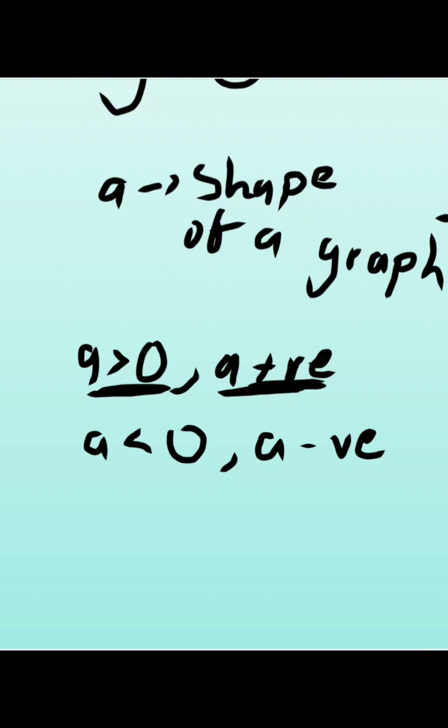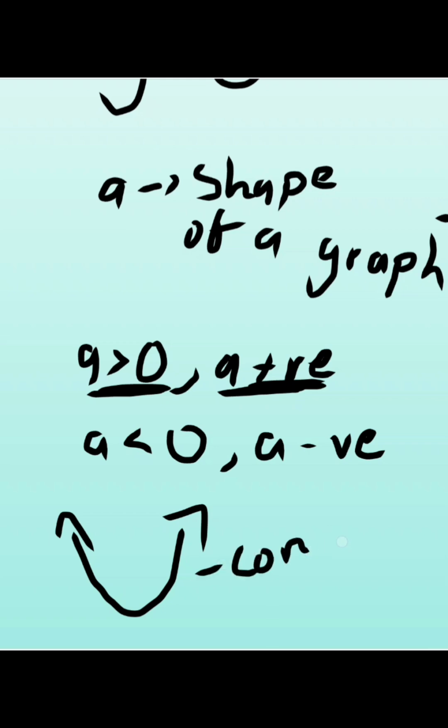1, 2, 3, 4, 5, 99, 100, and those kind of numbers. So when A is greater than 0, it really means that your graph is always going to be shaped like this. Your graph will always be a smiling graph. So in math, this is called concave up. So whenever A is greater than 0, your graph is concave up.